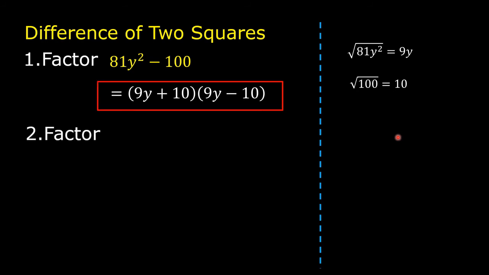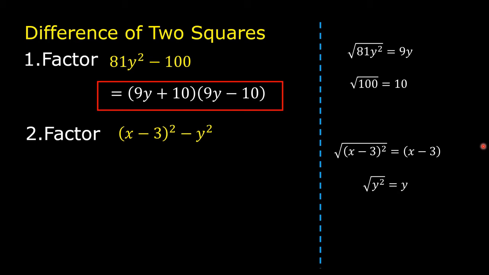Second example, factor the quantity x minus 3 squared minus y squared. Treat this as the first term. So find the square root of the quantity x minus 3 squared, and the square root of the term is equal to x minus 3. Then find the square root of y squared. The square root of y squared is 2y. Sum of this and difference of this.